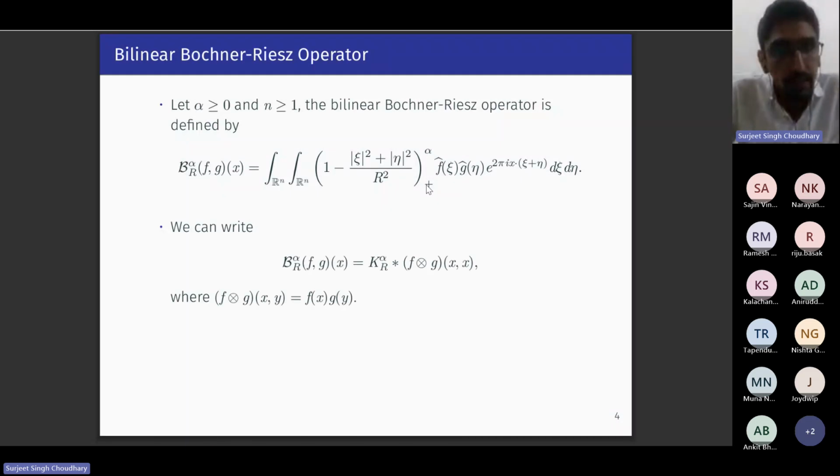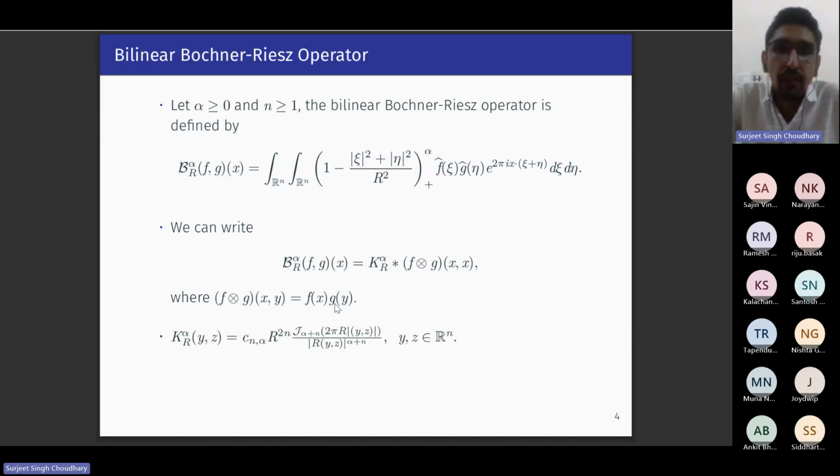And like in the linear case, we can write it as a convolution operator where the convolution is computed in the 2D dimension, and it's evaluated at the diagonal points x, x. And we consider f tensor g as a function on R^2n, where f tensor g of x, y is f of x times g of y.